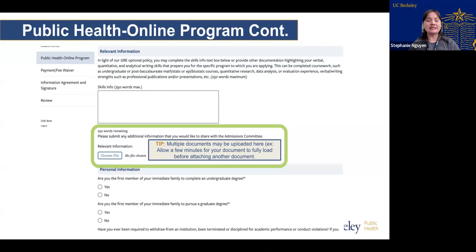You can provide your abstracts and things of that nature under here. Multiple documents can be uploaded here, but do keep in mind that it's a very slow system. So you have to give it some time before you upload your materials. Otherwise, it's just going to override. So give it some time before you upload your second document, your third document, etc.